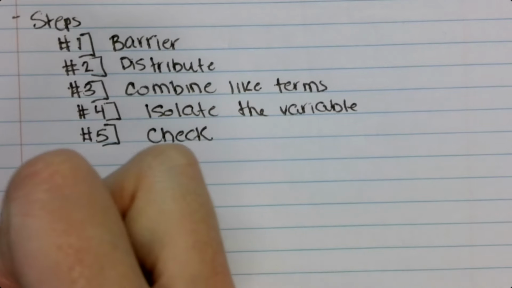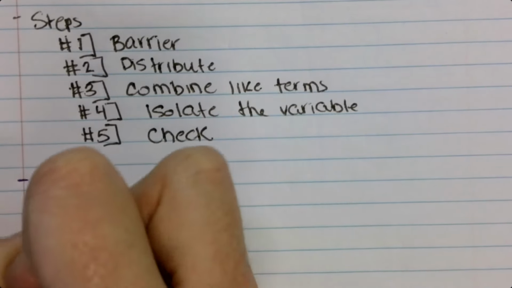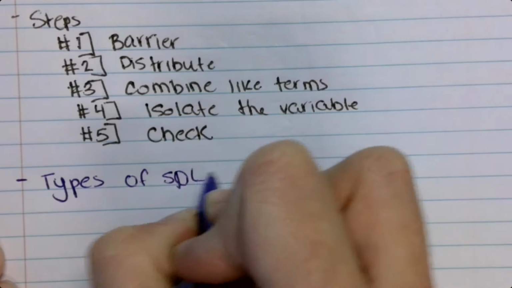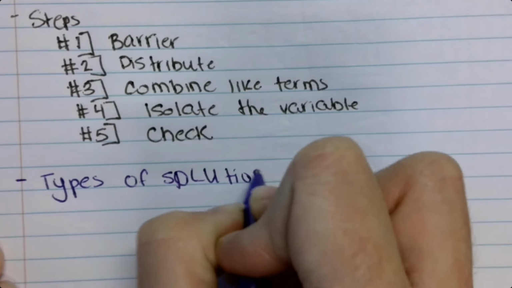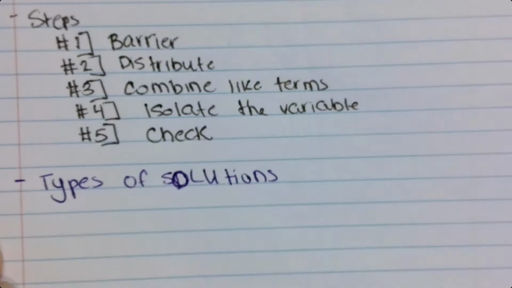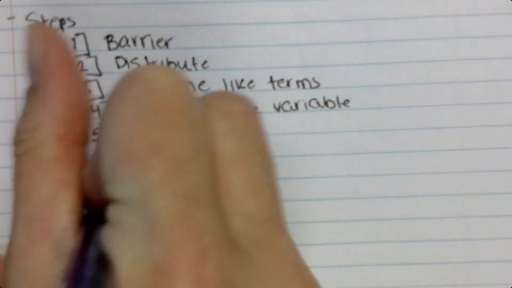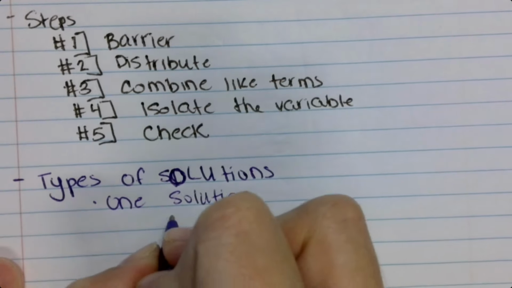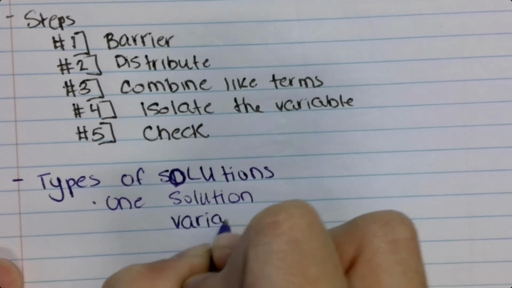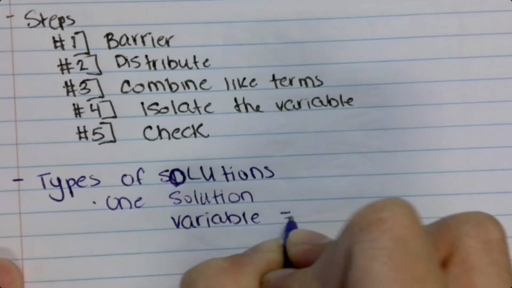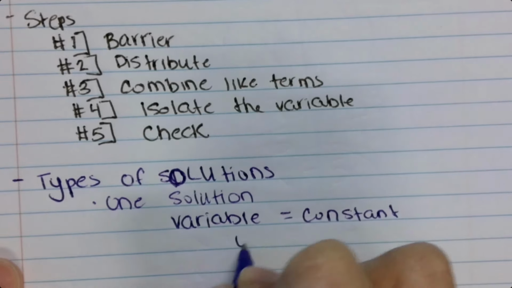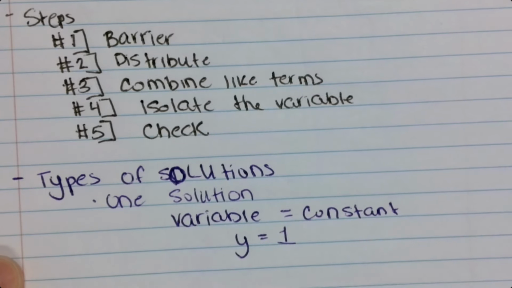Now the next thing is what we talked about last class briefly, and we're going to work on this again today: types of solutions. If you have one solution, that means that you have a variable, and that variable equals a constant. So something like y equals 1.